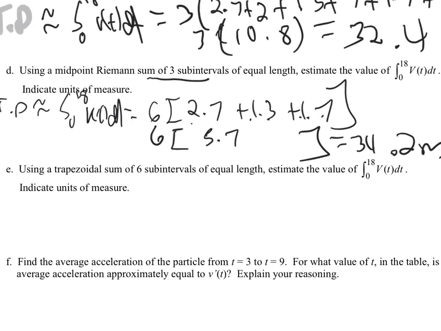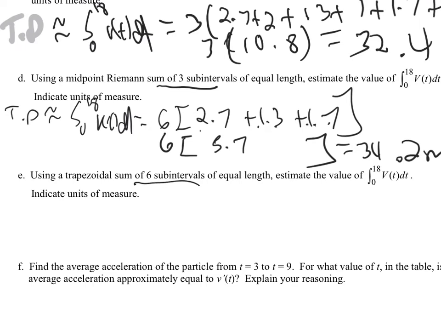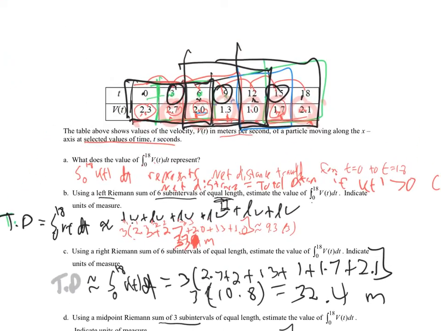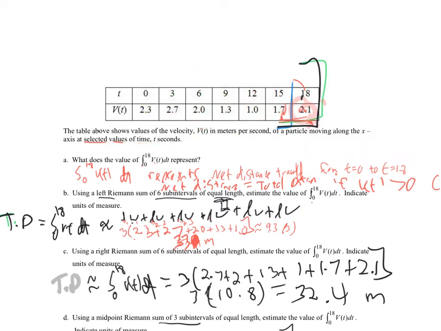Use the trapezoidal sum of 6 subintervals. So I'm back to all 6 again, using trapezoids. I don't know about you, but I'd either have to draw a whole new box or I'm just going to do 6 of them again. So I'm back to my original. These two go together. These two go together. These two go together.